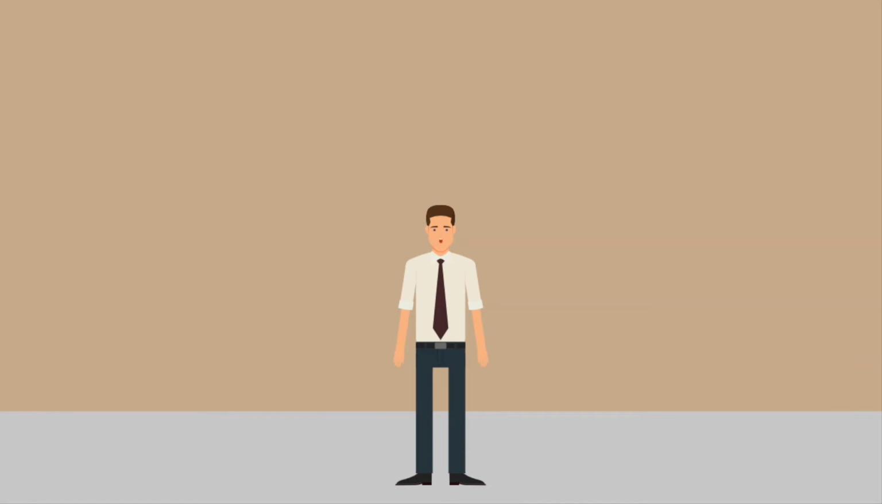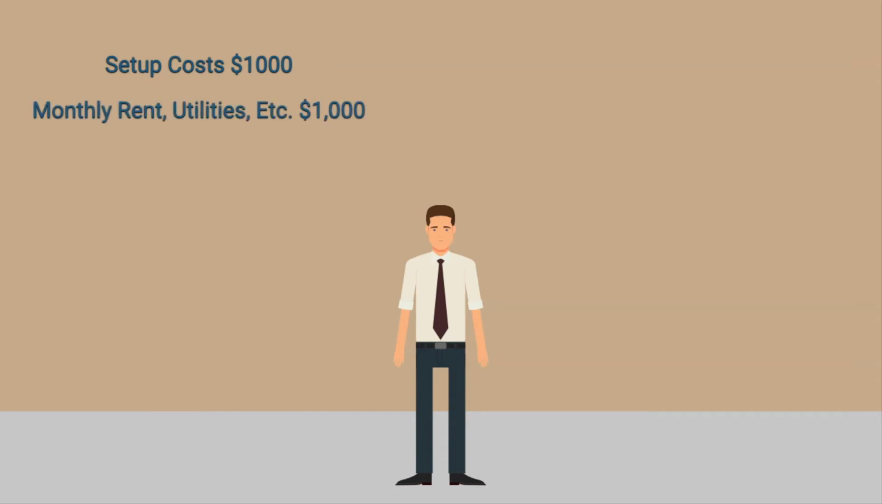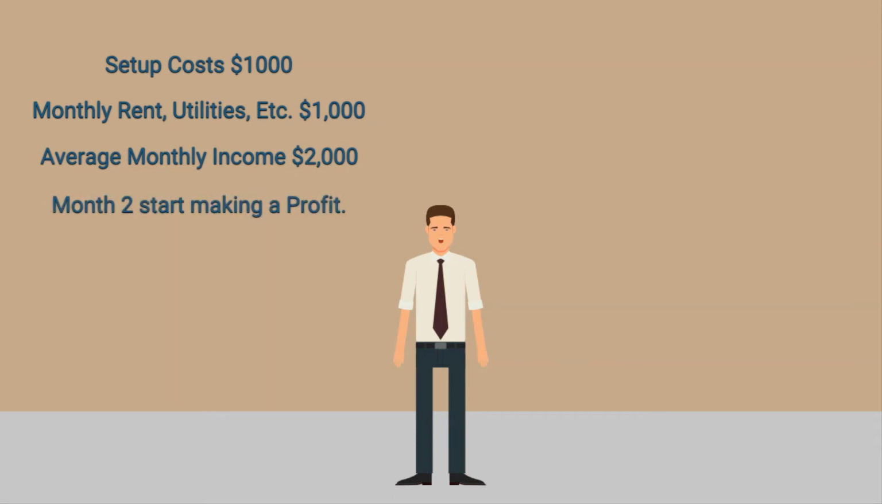Imagine we have found a furnished property that only needs basic setup costs. The rent and utilities are $1,000 a month, and the average monthly income is $2,000. What does this show us? Well, it shows us that in month 2, we will start making a profit when we recover our setup costs. And at the end of the year, we hopefully will make a potential profit of $11,000.